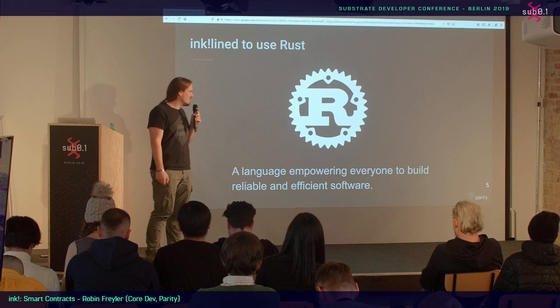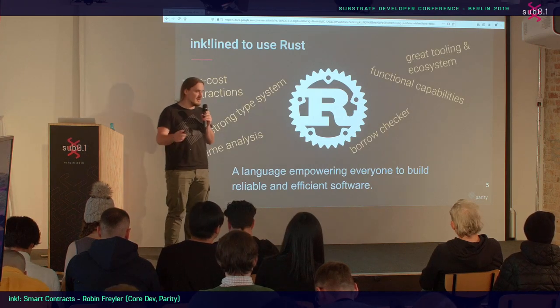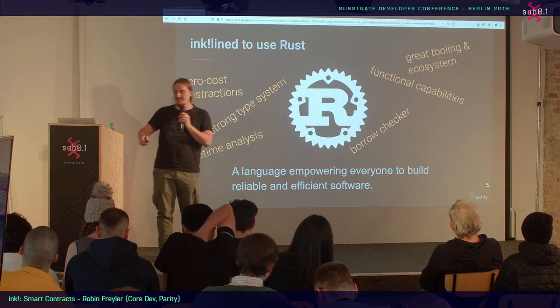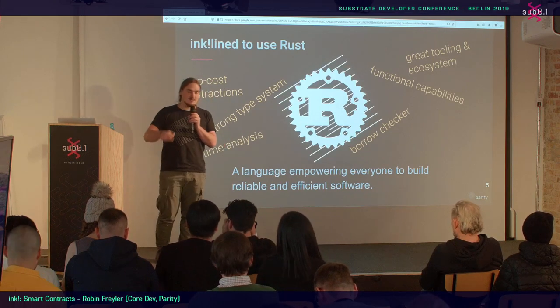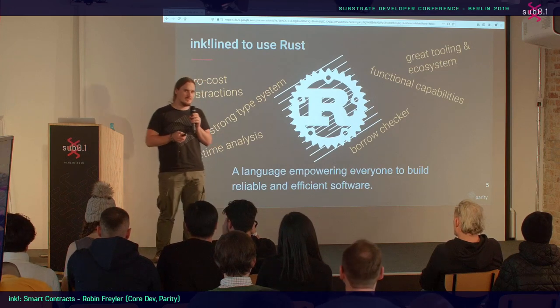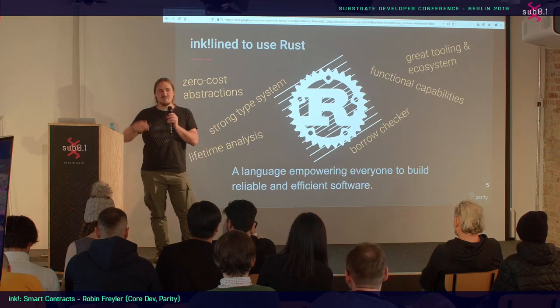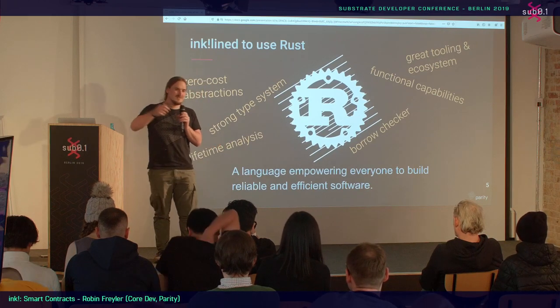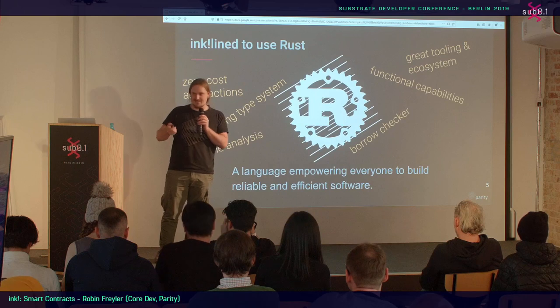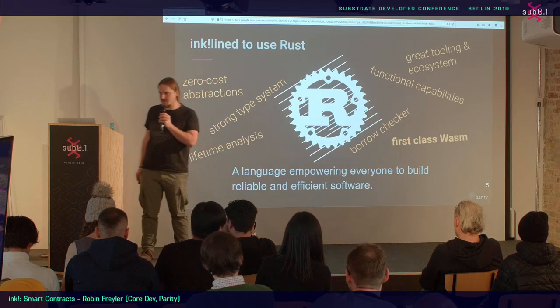And as we know, there's Rust. And Rust has many cool features that allow us to have these properties that we need. And also, Substrate is built with Rust. So if you are a runtime engineer who builds runtimes using Substrate, you are now also able to program smart contracts with it. Another cool feature is the first-class Wasm support in Rust.